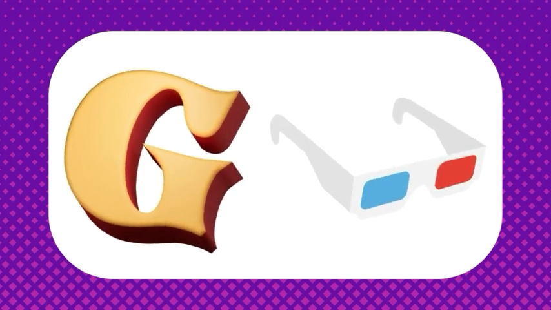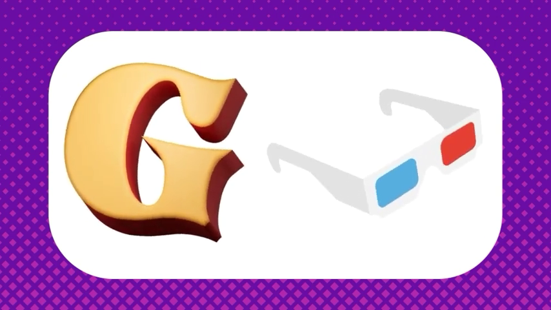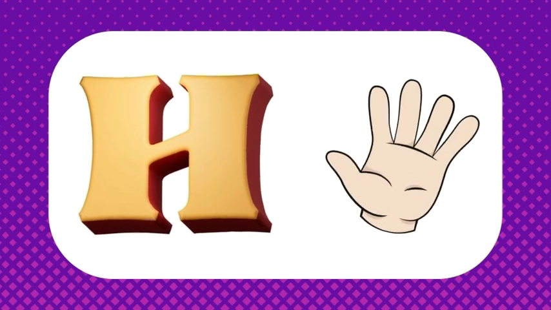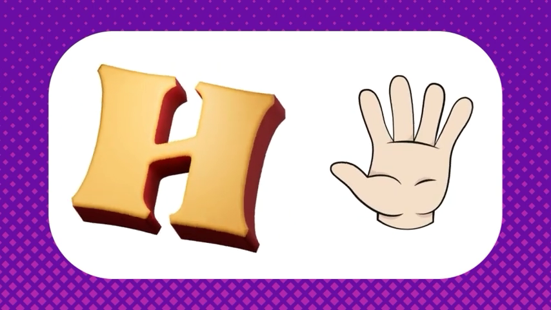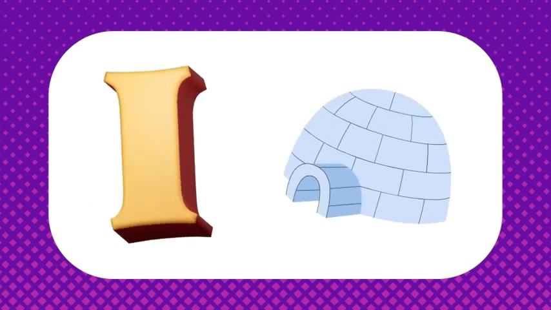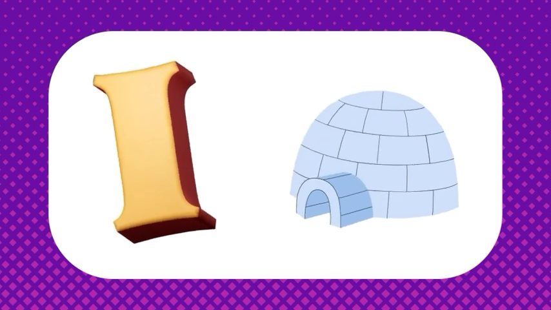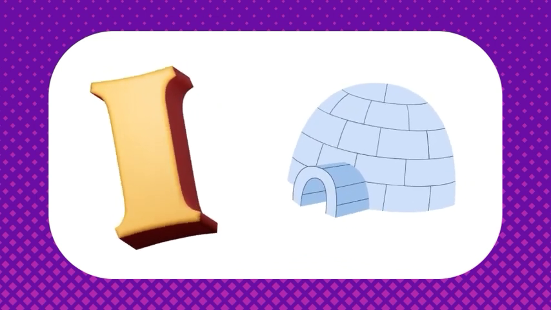G is for glasses. G, G, glasses. H is for hand. H, H, hand. I is for igloo. E, E, igloo.